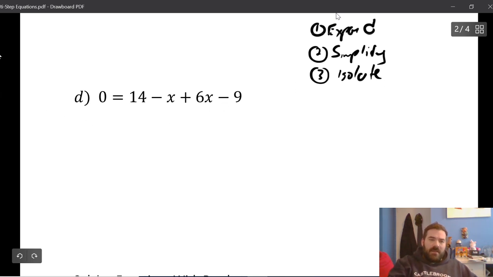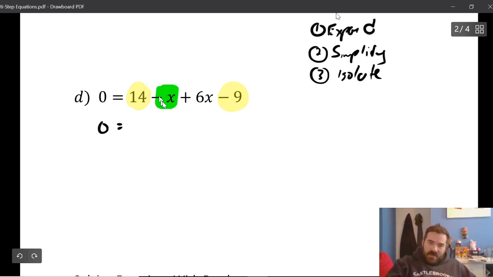So let's simplify. I have 0 is equal to, let's identify my like terms. I have a 14 here, which is a constant. It's a constant because there's no variable in front of it. Variable means change, constant means not changing. So if there's no variable, it doesn't change. It's always 14, so we call them constants. There's another constant here, and it's negative 9.